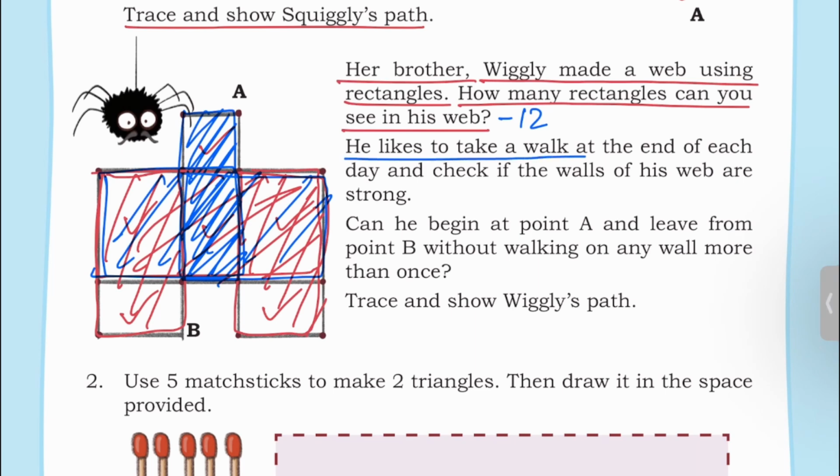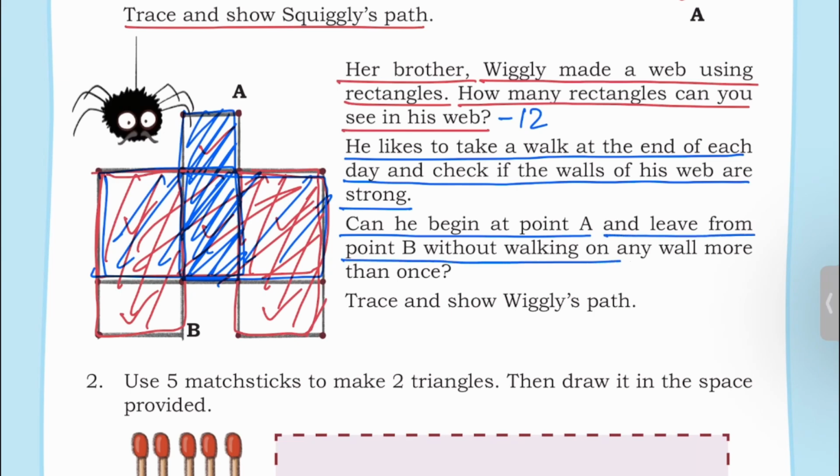He likes to take a walk at the end of each day and check if the walls of his web are strong. Can he begin at point A and leave from point B without walking on any wall more than once? The answer is no. Trace and show Wiggly's path. Let's see how he couldn't.